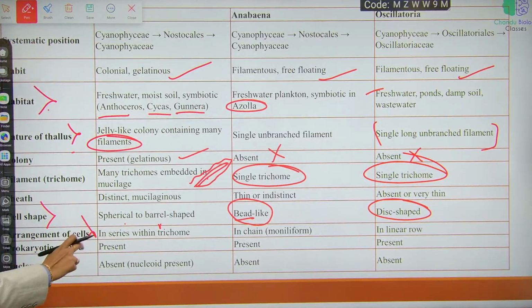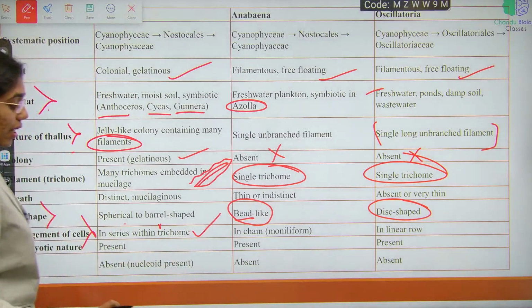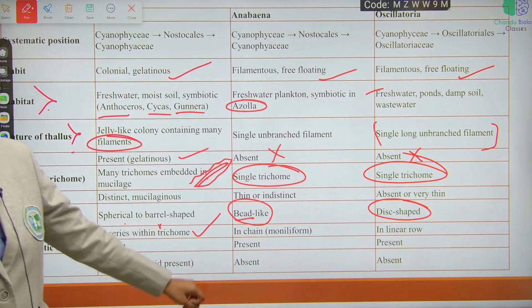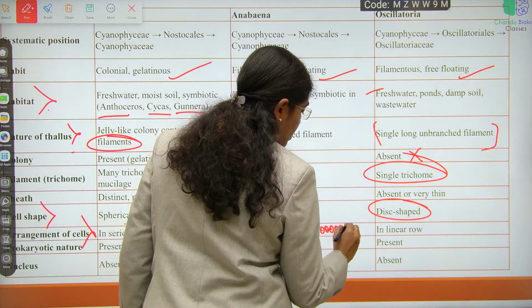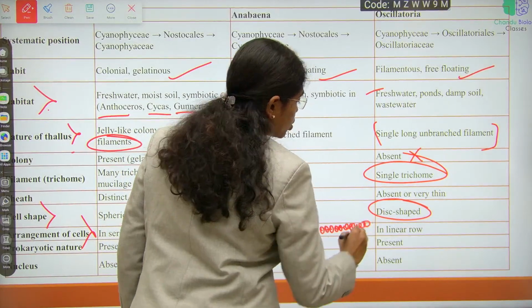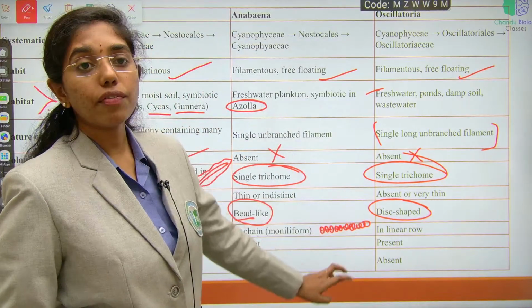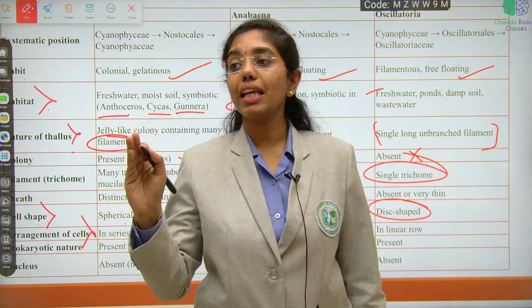And then arrangement of cells. How are cells arranged? Cells are arranged in series within the trichome. Here cells are arranged in the form of a chain. And here how are they arranged? In a complete linear row.